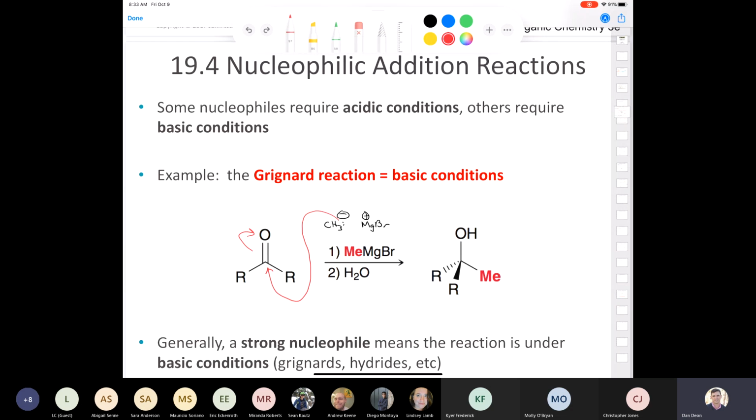Why would this require basic conditions? Because remember, if the methyl anion, the CH3 with the minus charge, sees any kind of acid, even a weak acid like water or an alcohol, it's going to simply deprotonate. That's why we covered protecting groups in the alcohols chapter. Generally, a strong nucleophile means the reaction is under basic conditions. This should be capitalized, shouldn't it? Grignard should have a capital G.